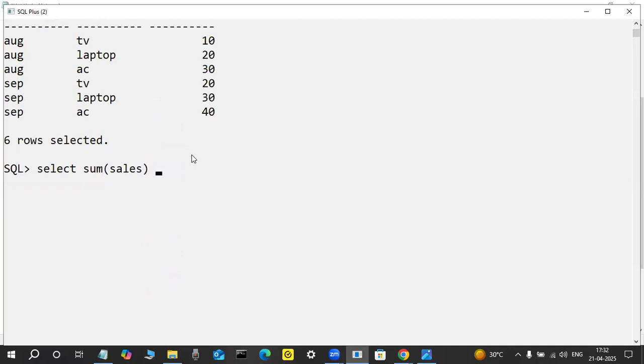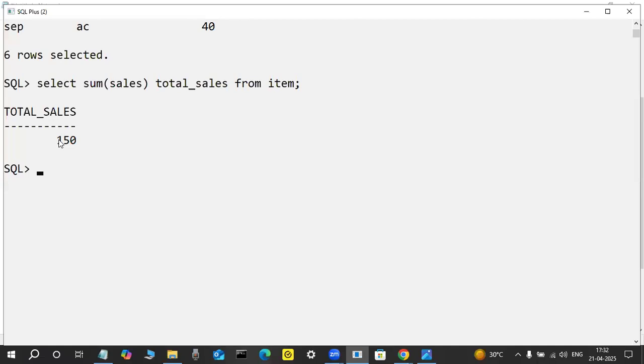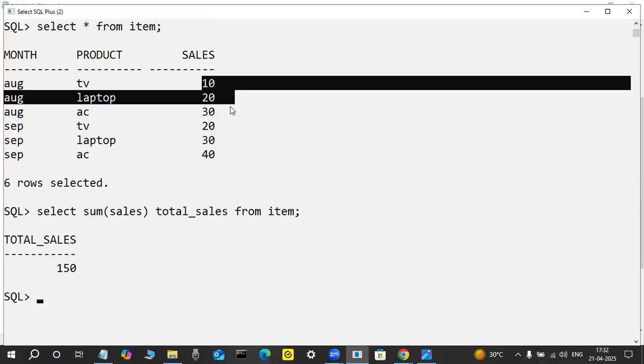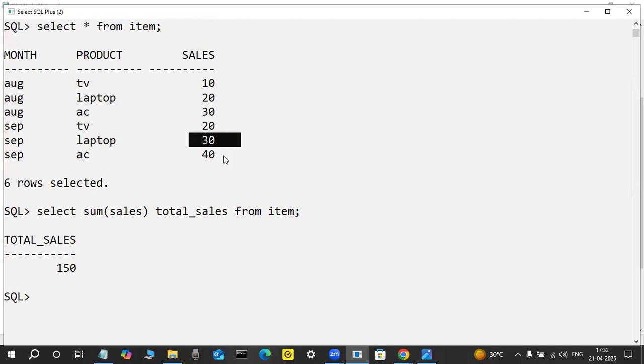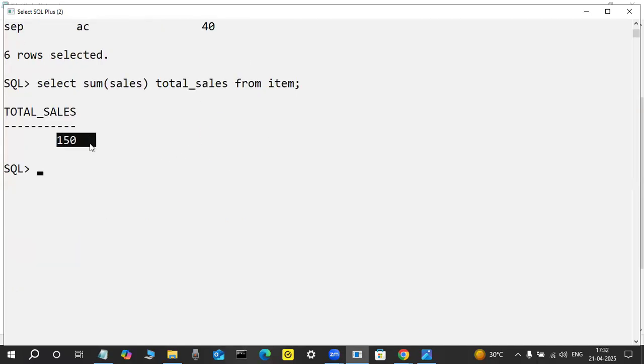Suppose I am a software engineer, a SQL programmer, and I am writing some queries like this. This is the SQL language. Observe here, whenever I am typing, within a fraction of a second the total says 150. Calculating 10 plus 20 plus 30 plus 20 plus 30 plus 40, automatically 150. Simple. Total sales is 150. Easily identified by the manager or not?